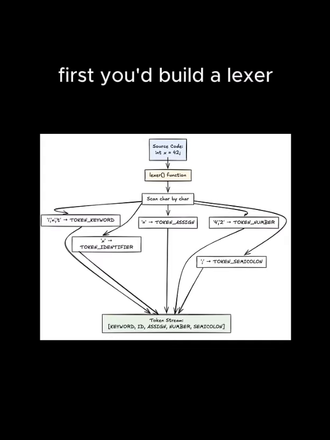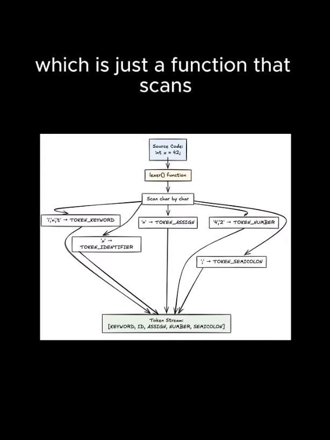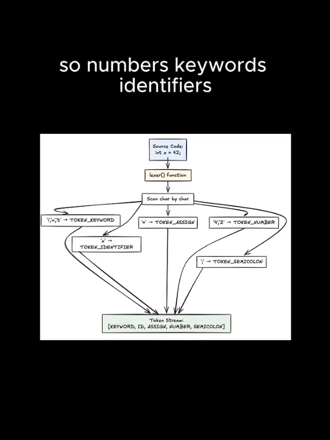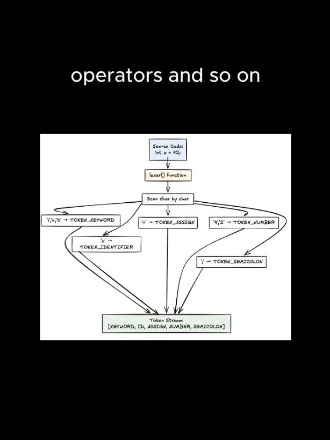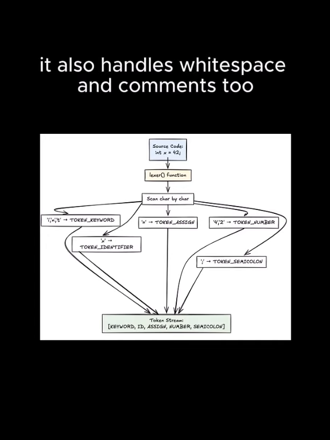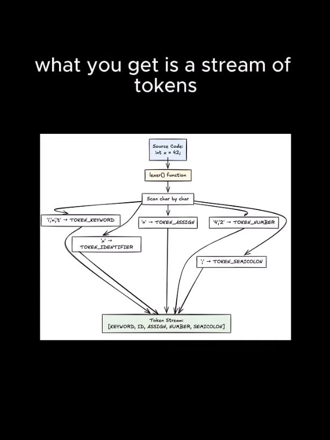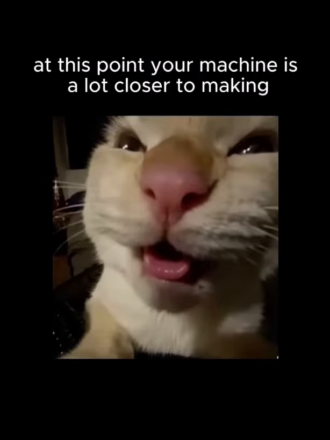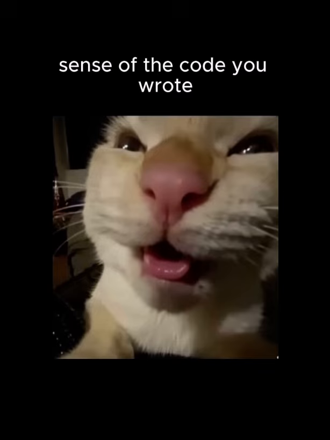First, you'd build a lexer, which is just a function that scans through your source code character by character and breaks it into tokens, so numbers, keywords, identifiers, operators, and so on. It also handles whitespace and comments too. What you get is a stream of tokens that represents the structure of your code. At this point, your machine is a lot closer to making sense of the code you wrote.